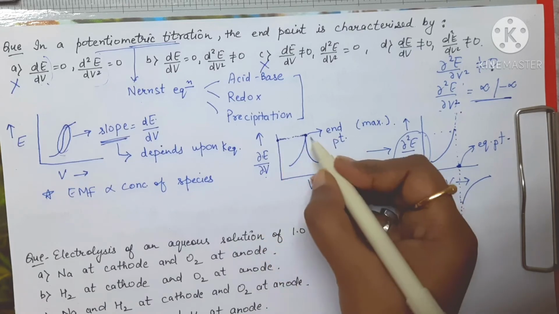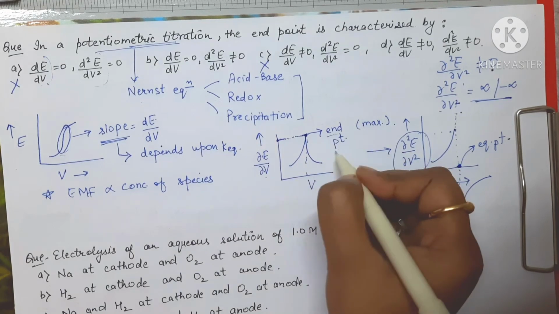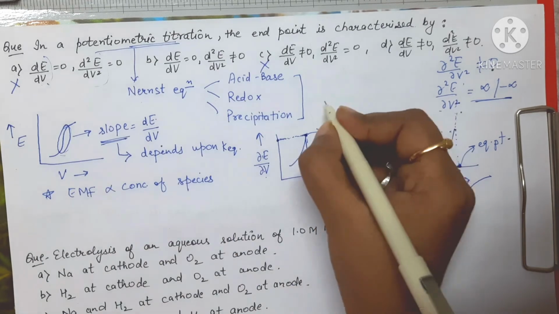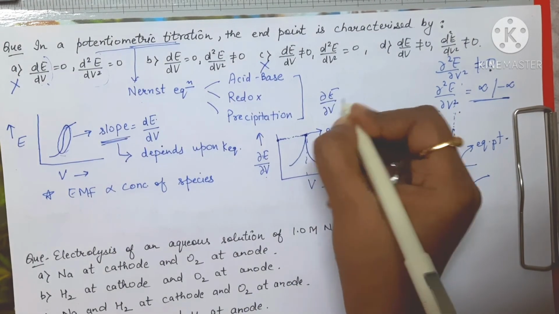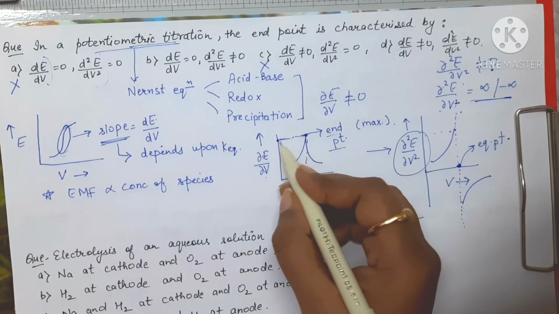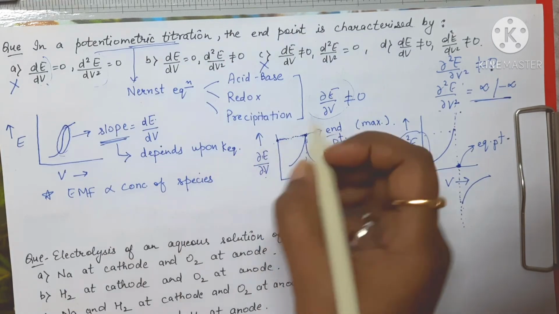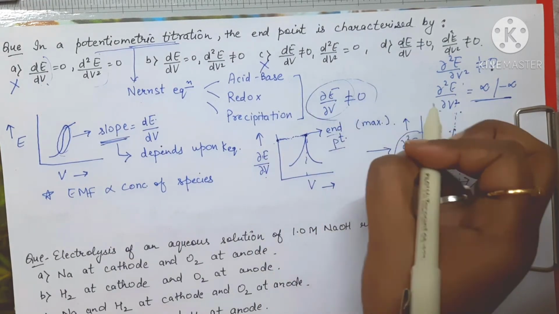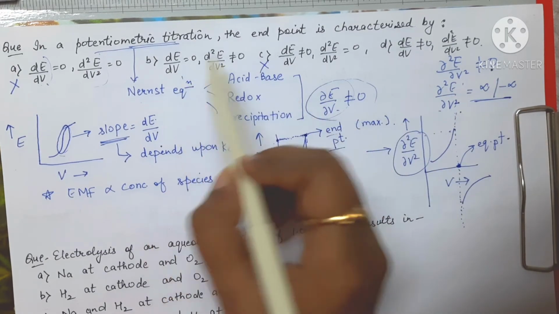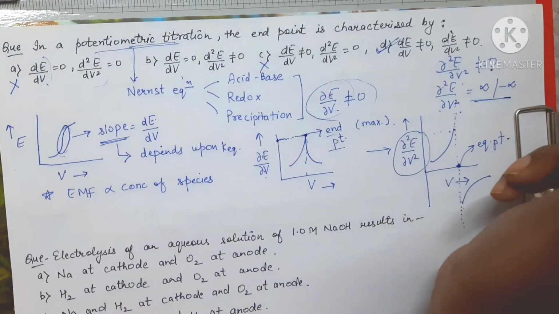And that is definitely not equal to 0. We get some value here, and that is the maximum value of del E by del V, which we get at the end point. So definitely here also del E by del V is not equal to 0. Instead, we get the value as maximum value of del E by del V. So here also del E by del V is not equal to 0. So both of these values are not equal to 0. So out of B and D, D is the correct option, right?